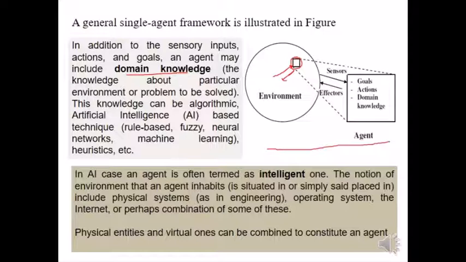In the case of AI, an agent is often termed an intelligent one. The notion of environment that an agent inhabits includes a physical system, an operating system, the internet, or perhaps a combination of some of these. Physical entities and virtual ones, as I told you already, combine to constitute an agent.